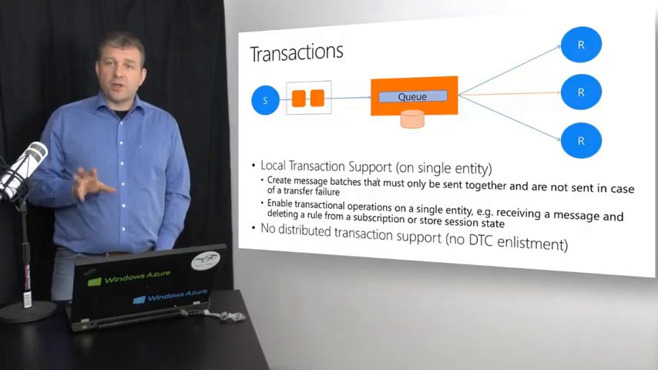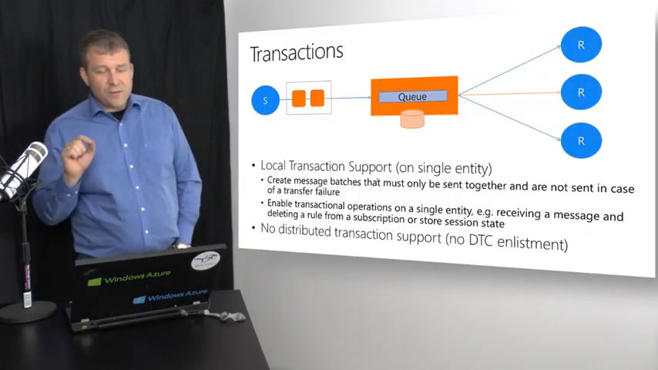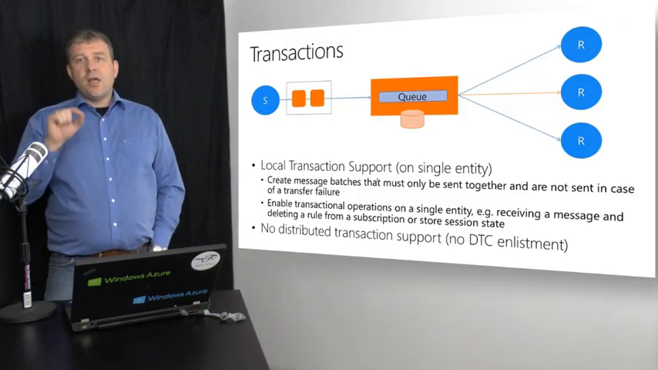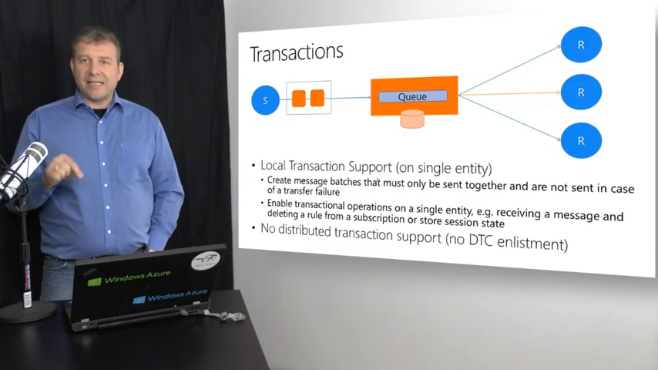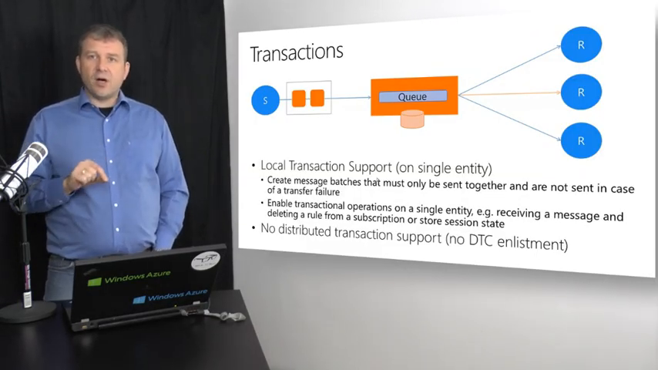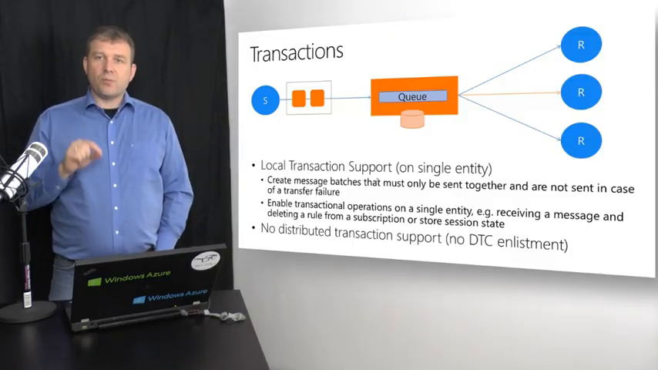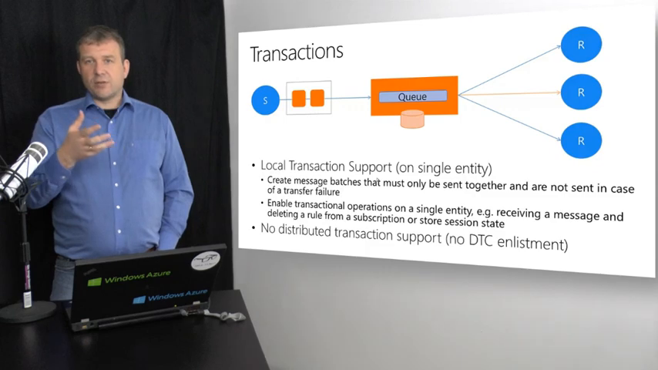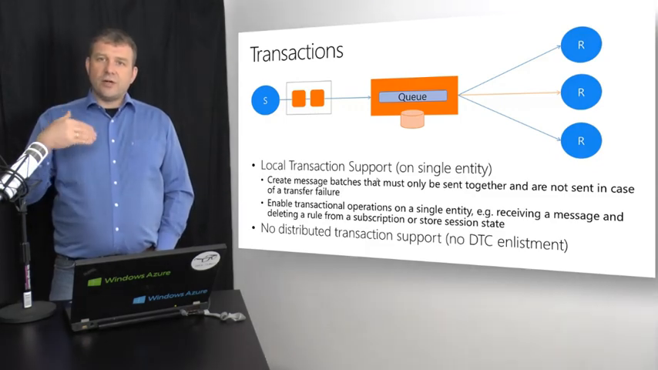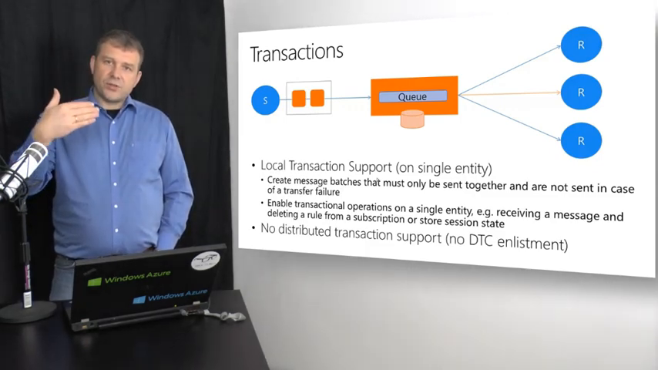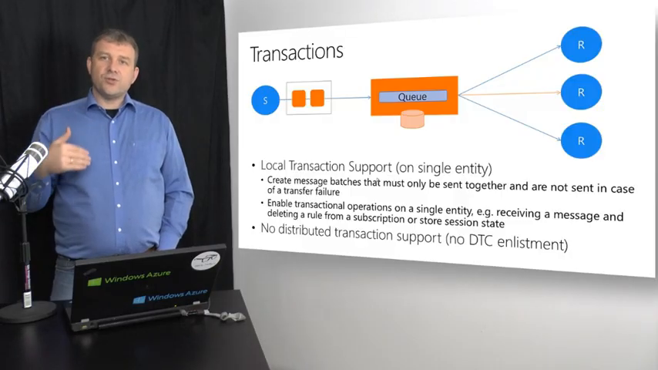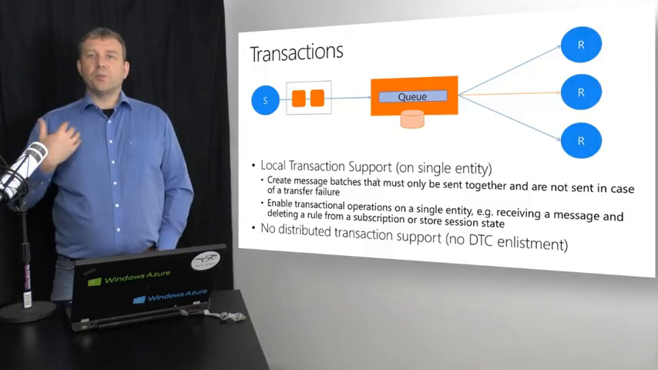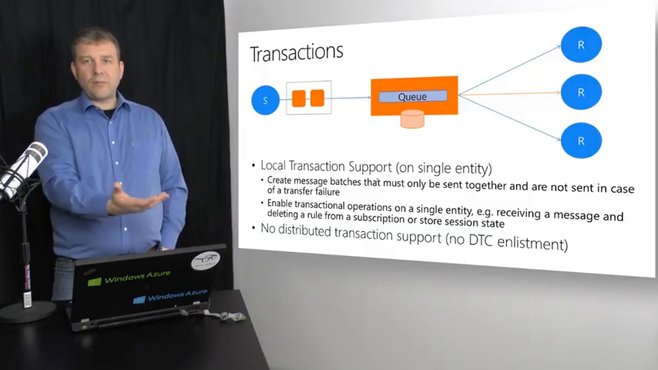Transactions are supported on Service Bus. We have local transaction support. We support transactions over single entities. So you can make things that are happening on a particular queue or a particular subscription transactional, or a particular topic even. As long as you're interacting with a particular entity, all the things you're doing on that can be transactional. So you can get multiple messages, a sequence of messages.